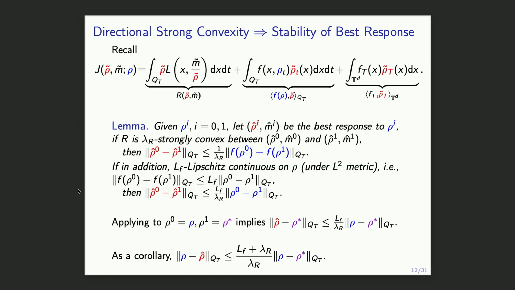And as a corollary, we take special rho and we take one of the rho to be the Nash equilibrium. We can show this inequality, and eventually we show if rho is close to the Nash equilibrium, then it is close to its best response.